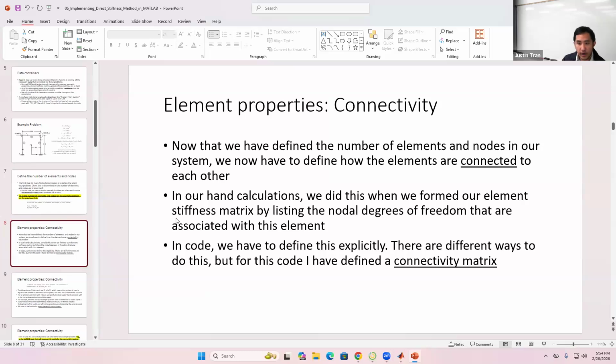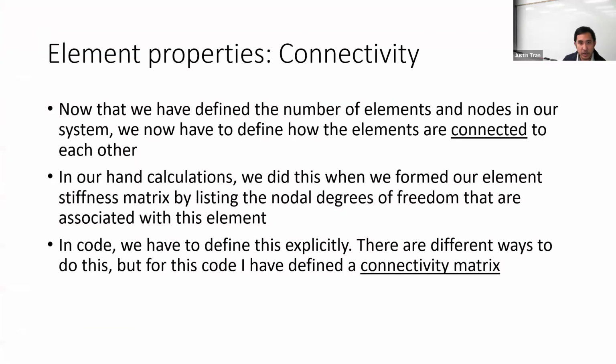Okay. So the next thing we're going to talk about here is the connectivity matrix. This one I think is the first piece of information that's quite new. If you recall, when we did these direct stiffness problems by hand, a big part of the process was keeping track of which nodes are connected to which elements, right?